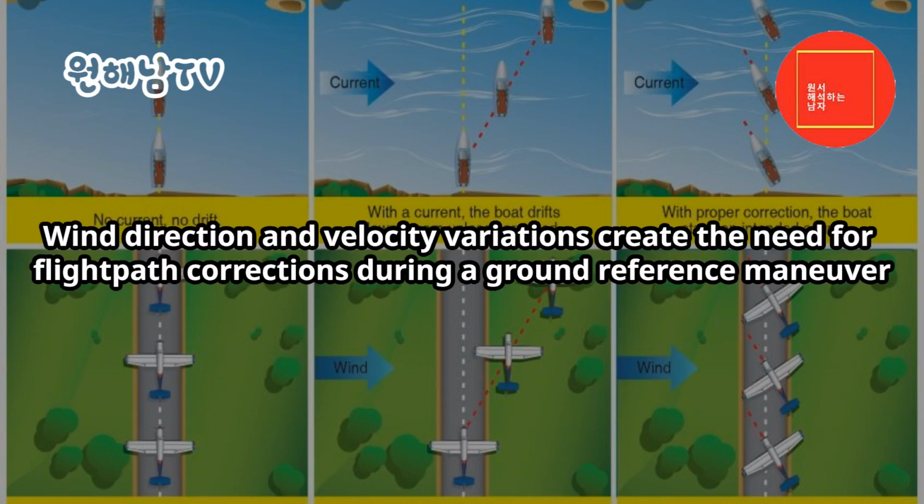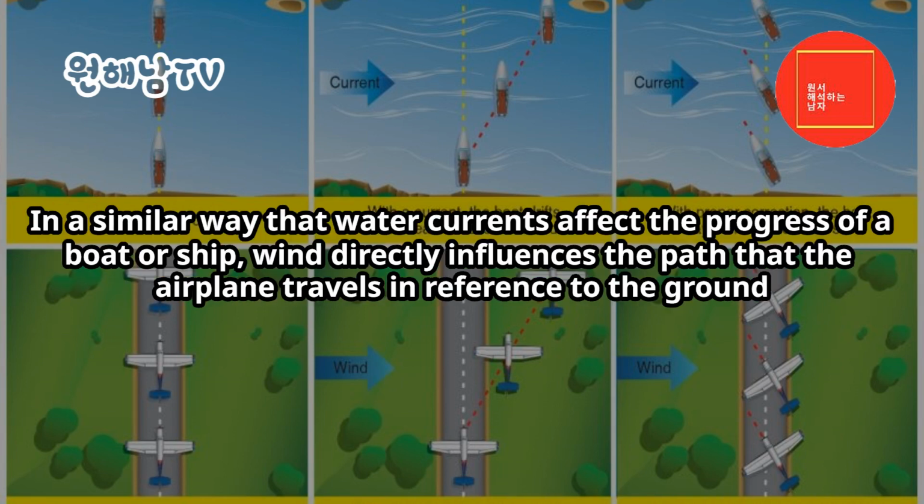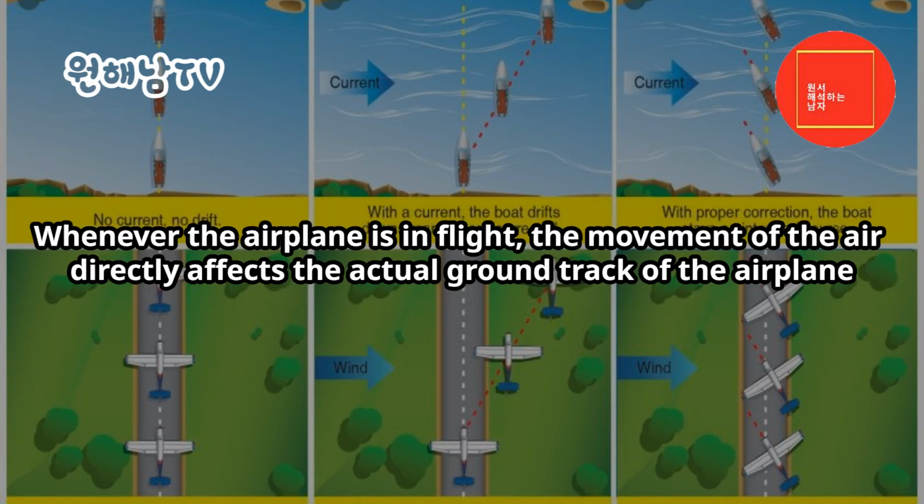Wind direction and velocity variations create the need for flight path corrections during a ground reference maneuver. In a similar way that water currents affect the progress of a boat or ship, wind directly influences the path that the airplane travels in reference to the ground. Whenever the airplane is in flight, the movement of the air directly affects the actual ground track of the airplane.